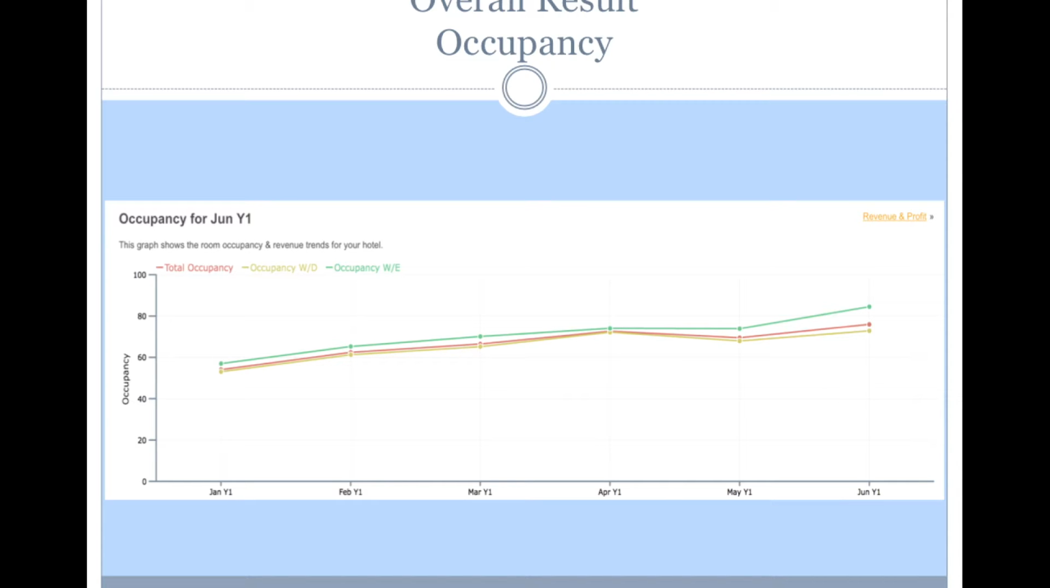So we've got a graph here that shows the room occupancy over the year. Our aim was to increase occupancy to 70%, which we have achieved overall. There was a slight decrease at the period where we increased our room rates in May, but it picked back up in June.